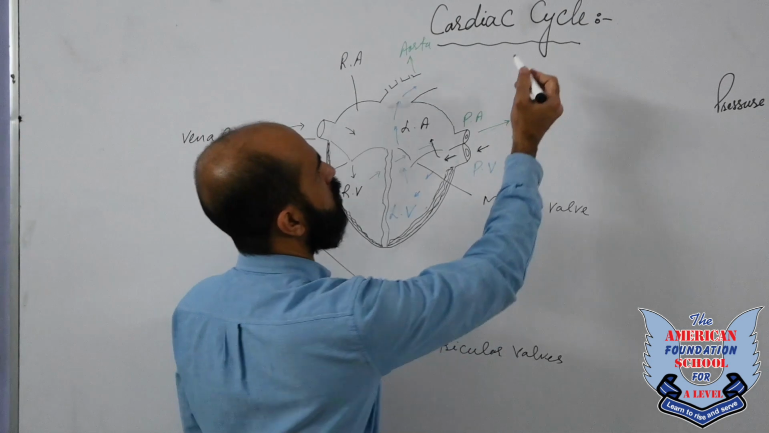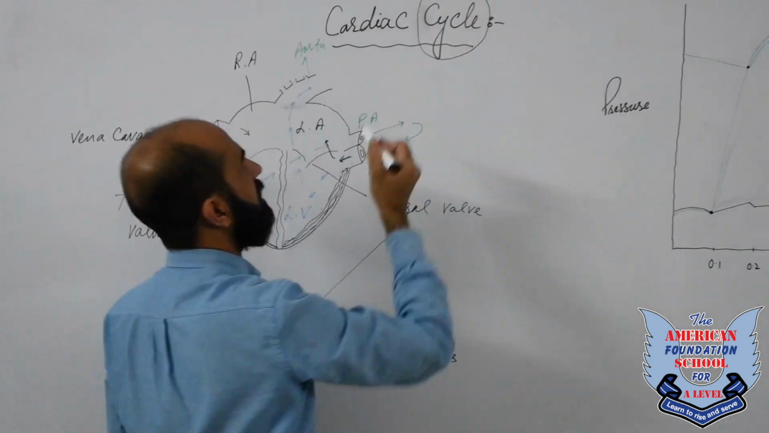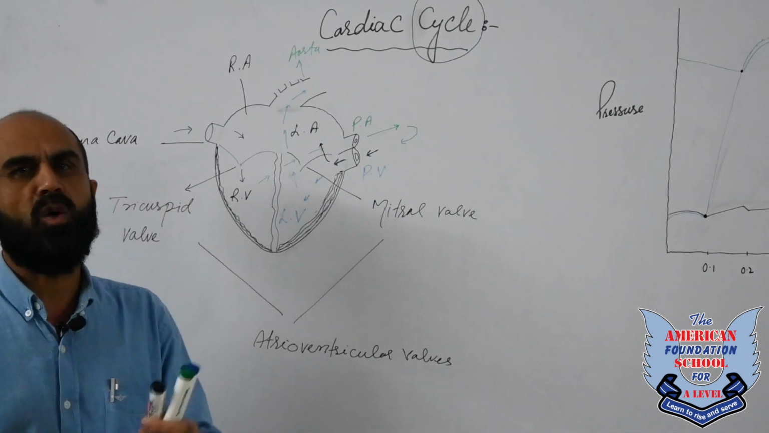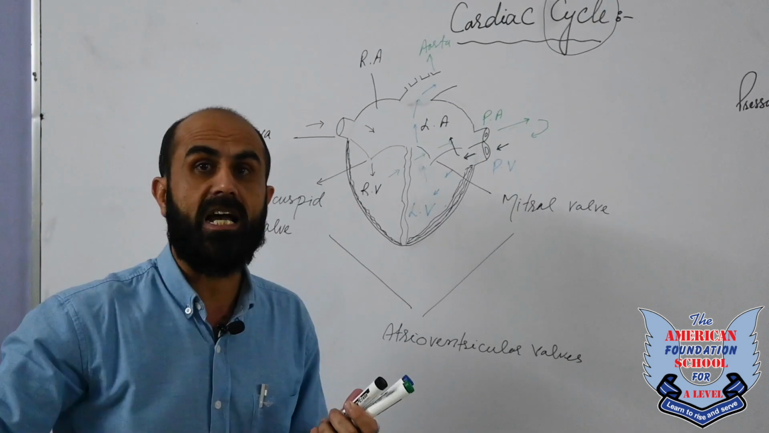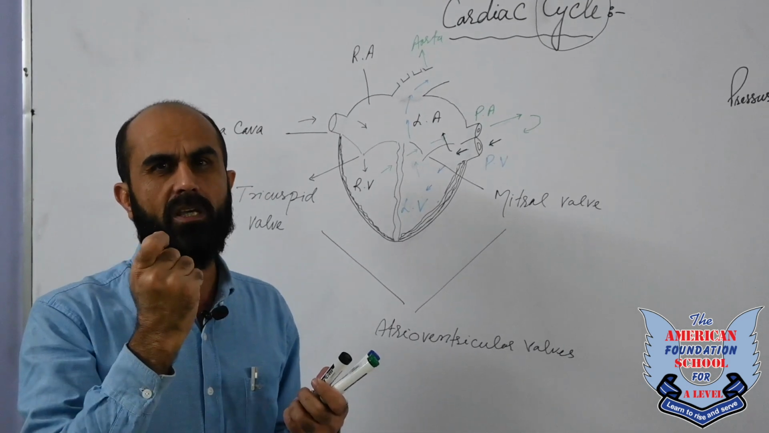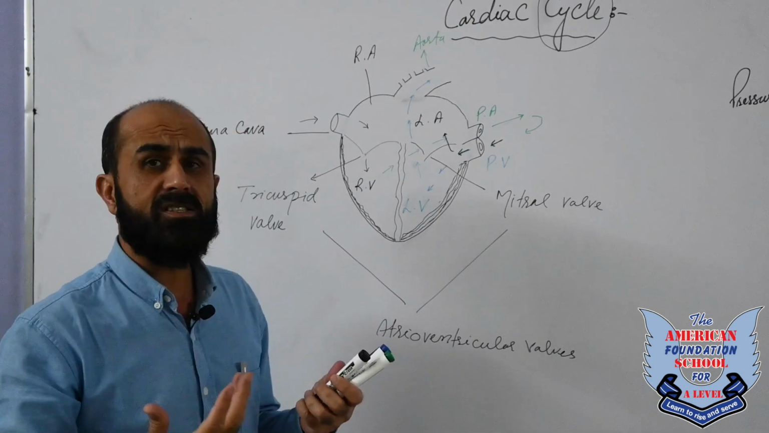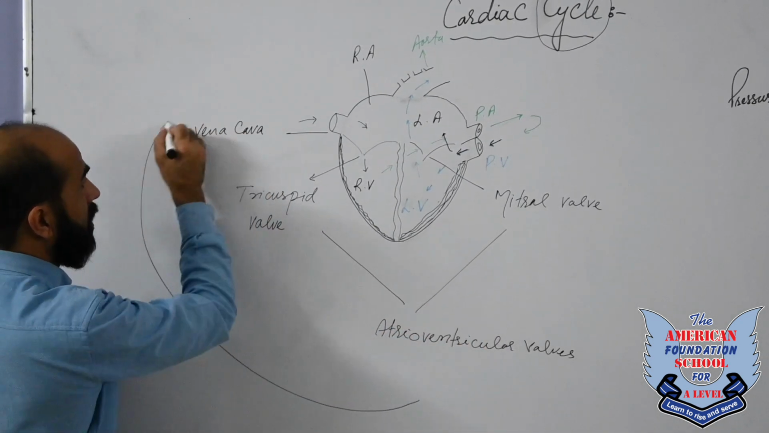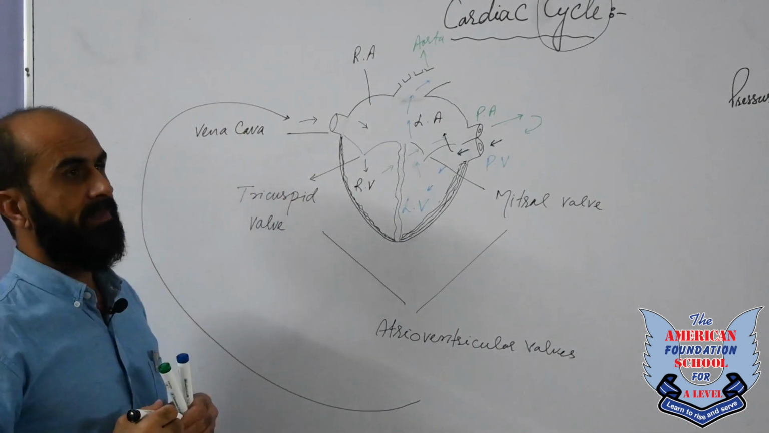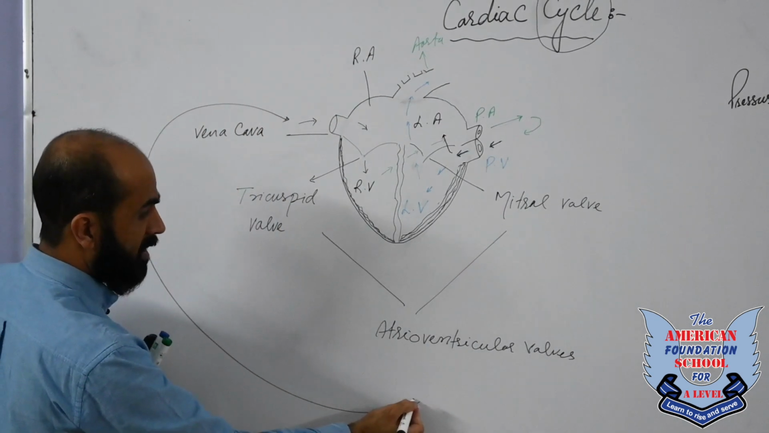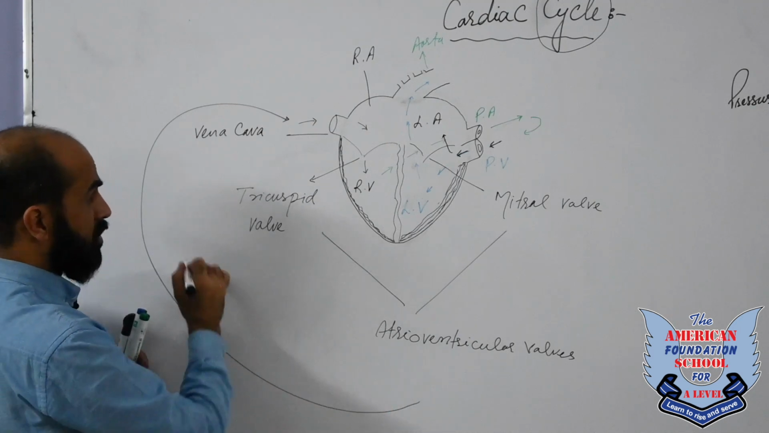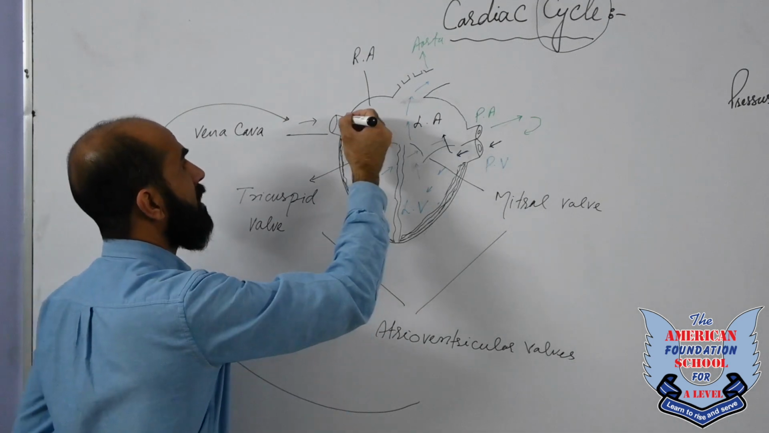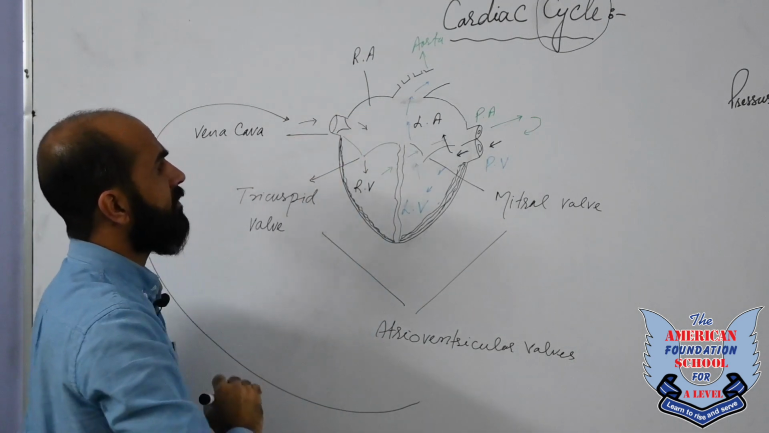Look at this word, it's a cycle. When there is a cycle, there is no starting point and no ending point, because this is a continuous cycle. So we can start from any one event in this cycle. Let's start from the point when the blood is coming from the rest of the body into the vena cava. This is the deoxygenated blood which is returning from the tissue into the right side of the heart. So here is the semilunar valve.